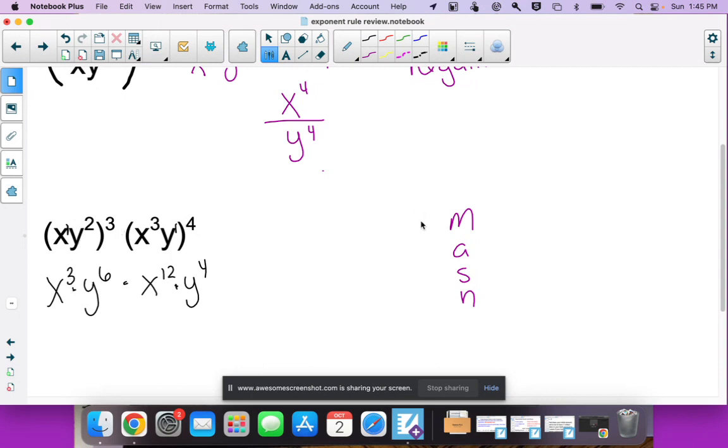Okay, so now I've done my multiplication rule. So now let's do our addition rule. Do I have like bases? Yes, I do. I have two x's and two y's. So I'm going to add the exponents for my x's. That's going to be 15. And add the exponents for my y's. That's going to be 10. I don't have any subtraction or negative, so I'm good to go.